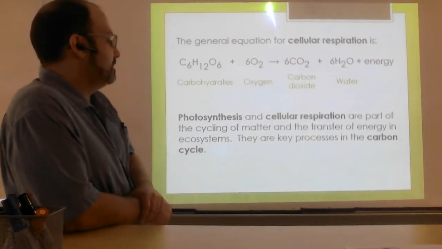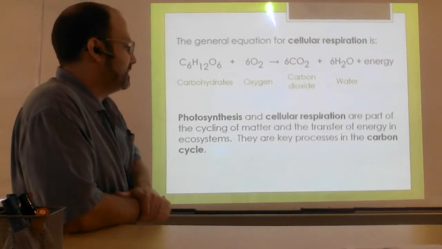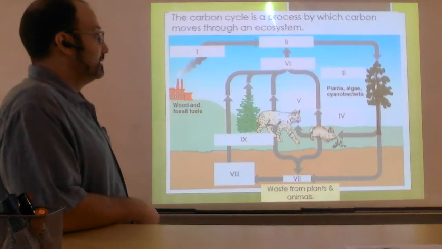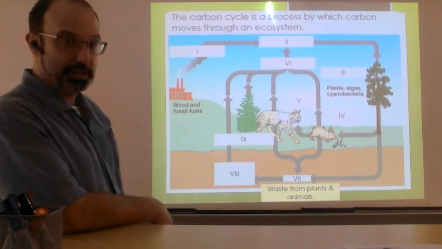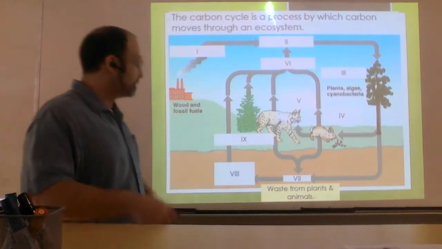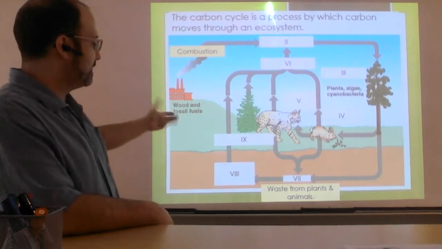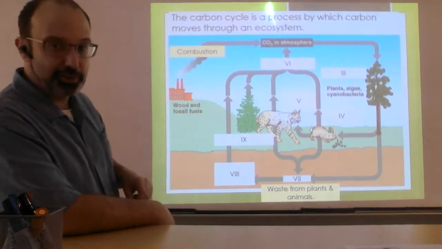Photosynthesis and cellular respiration are part of the cycling of matter and the transfer of energy in an ecosystem. They are key processes in the carbon cycle. Okay, the carbon cycle is a process by which carbon moves through the ecosystem. Let's do some examples here, okay? This is something in your book here. You can fill it in. We're going to start up here at the top. We're going to start with combustion. So we're burning wood and fossil fuels, and that is going to put, boom, CO2 in the atmosphere.